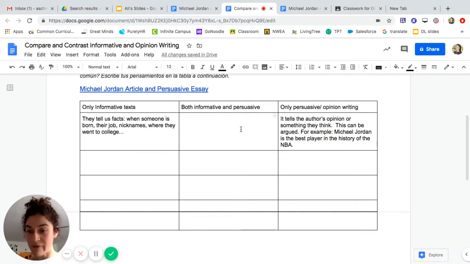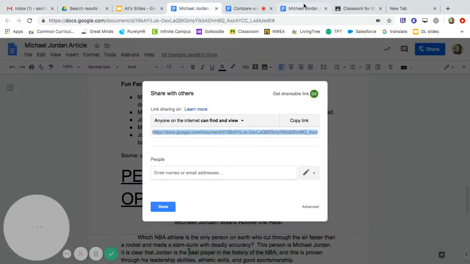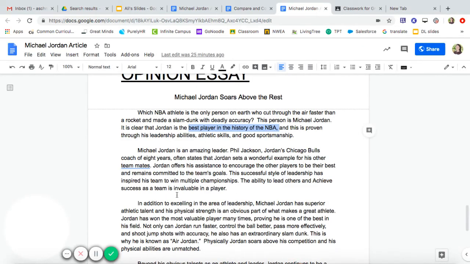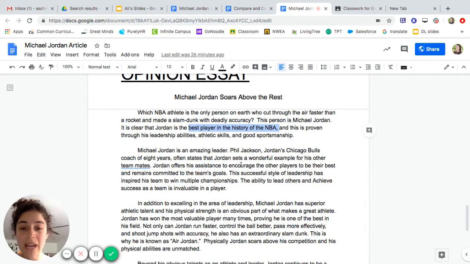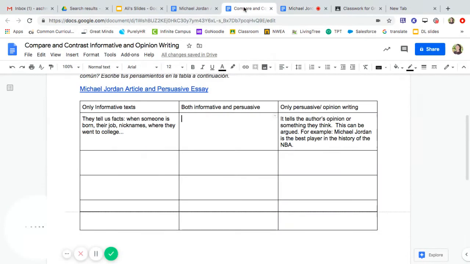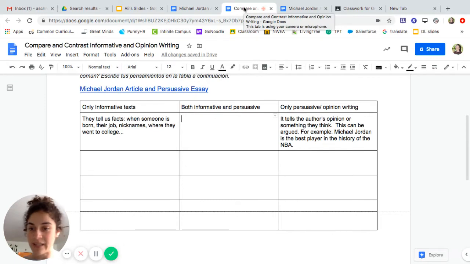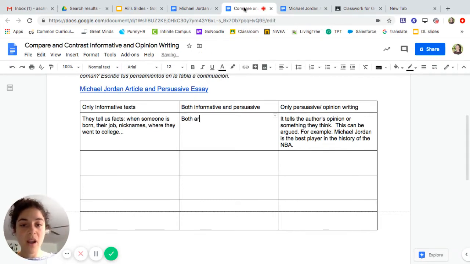Something that I noticed both of them have is they both have facts. So informational maybe only tells us facts, but the opinion paper also had some facts. Like the opinion paper told us who his coach was, told us that he would provide assistance to other players, that he helped out other players. So they both give us facts, but maybe they use them in different ways. So both articles give us facts. All right.